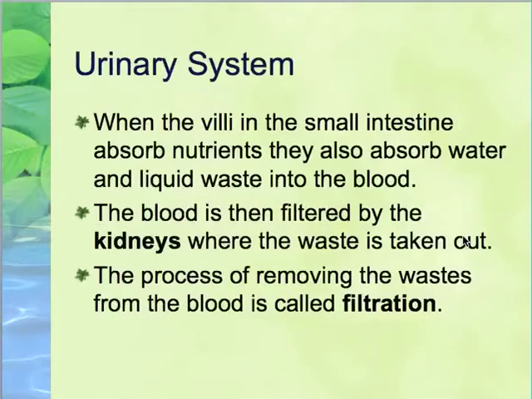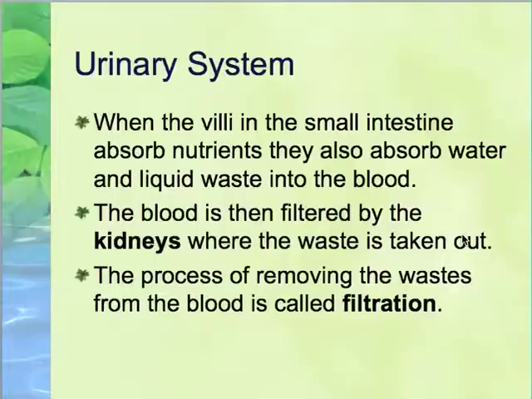The urinary system actually starts in structures that we call the digestive system, specifically the small intestine. The villi in the small intestine are going to absorb water and liquid waste into the blood. The blood will then be taken to the kidneys through a structure called the renal artery. The kidneys will then take out the waste through a process called filtration, and then the renal vein will bring the blood that's been sort of cleansed back into the circulatory system.